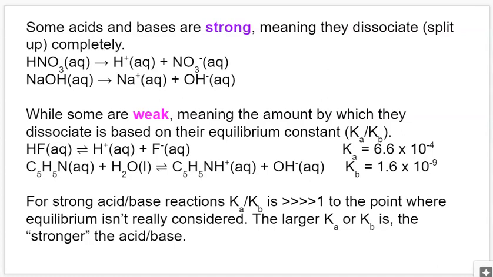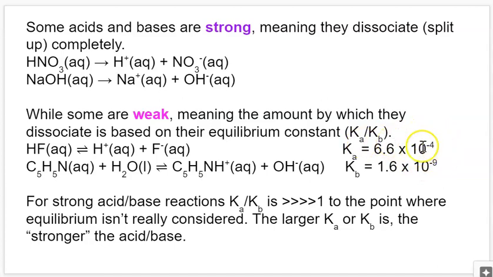So some acids and bases can be strong, meaning they dissociate or split up completely. So if you have HNO3, nitric acid, this is a strong acid. It's basically going to entirely split up into hydrogen ions and nitrate ions. Same thing for strong bases. They're going to split up into their metal cation and hydroxide. Now, some acids and bases are weak. And what that means is that the amount by which they dissociate will be based on their equilibrium constant, either Ka or Kb. So hydrofluoric acid, HF, this is a weak acid, and it will split up into hydrogen ions and fluoride ions. But the Ka for this process is 6.6 times 10 to the negative 4.